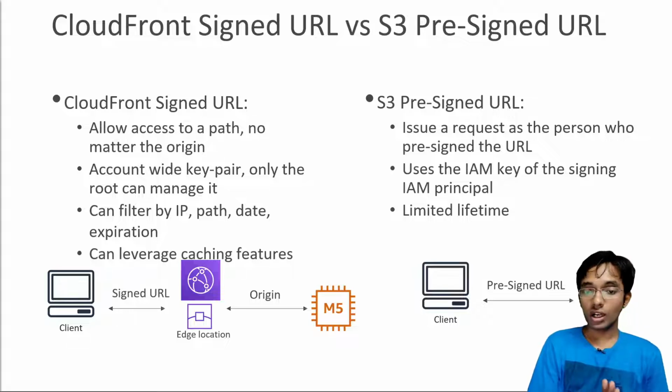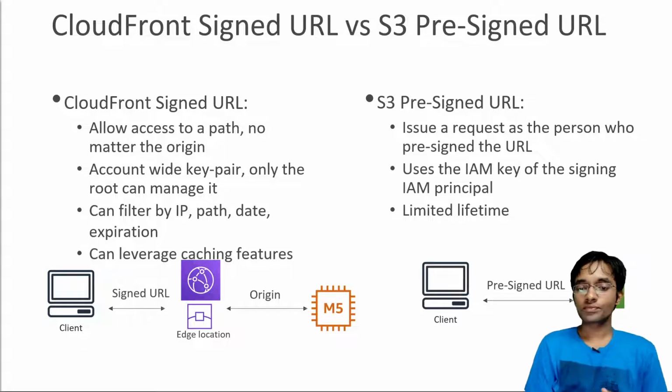It gives us a content distribution facility, and this is great. S3 pre-signed URLs through DAO are different, very different. They issue requests as the person who pre-signed the URL, and if you are using, for example, an IAM role and you create from the IAM role a pre-signed URL, then whoever has that pre-signed URL will inherit the same rights as your IAM role.